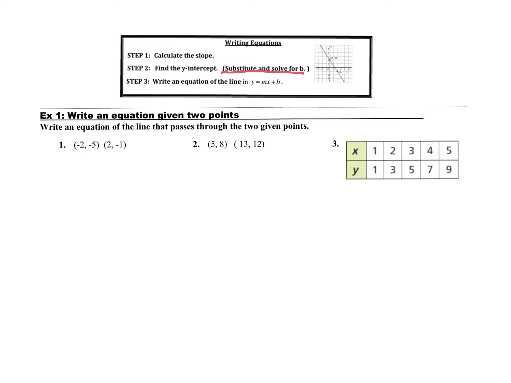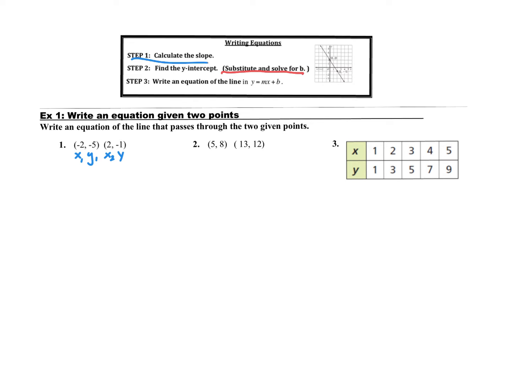So sometimes that's what you're going to have to do to find that y-intercept. And then number 3, we're going to write the equation back into this y is equal to mx plus b form. All right, so let's start with step 1, where we're going to calculate the slope. Remember, we're going to take our x1, y1. I just think it's really helpful to label our points.